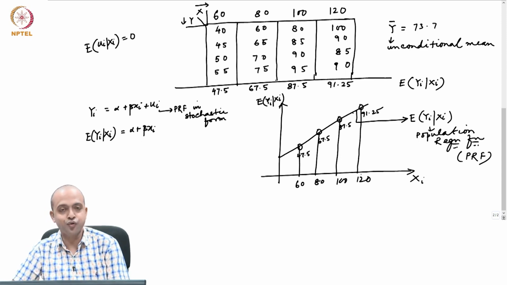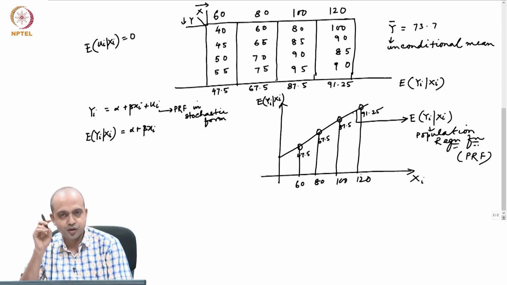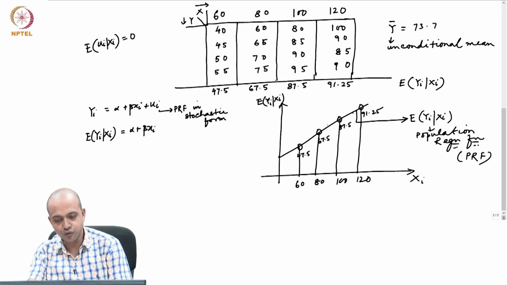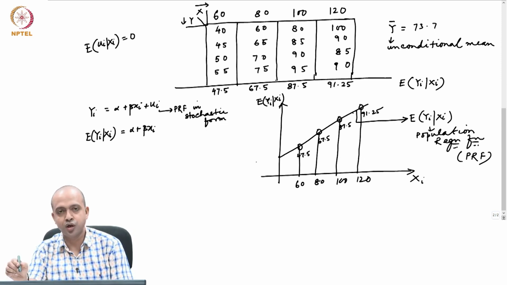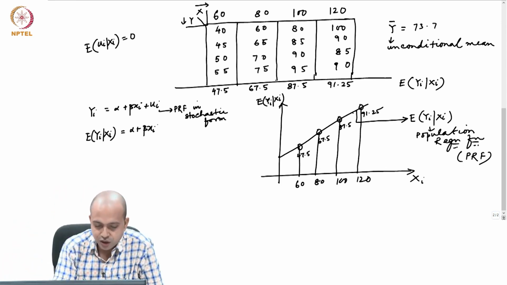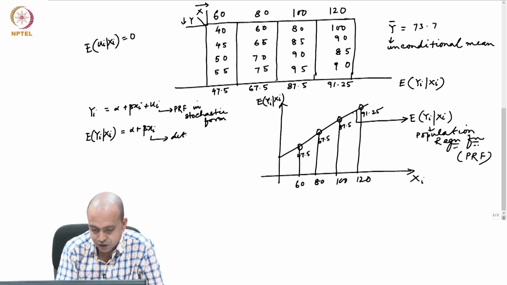When we know somebody's weekly income, we can easily calculate the conditional average of that group. We have 4 such groups, 4 such loci of conditional means, and connecting all those conditional means gives you the population regression function, right. The population regression function, when there is no error term, is called deterministic. This is the PRF.